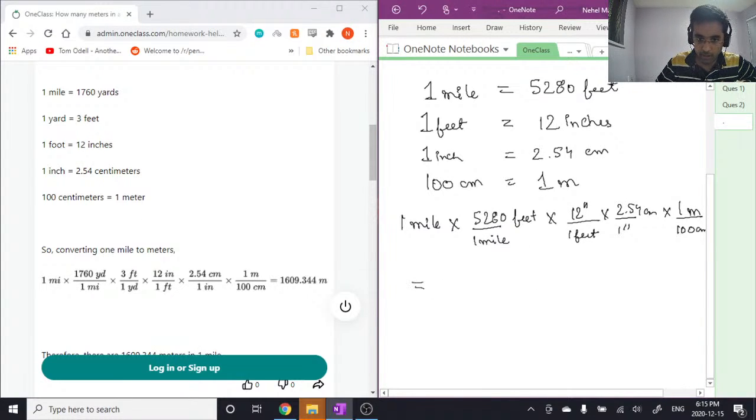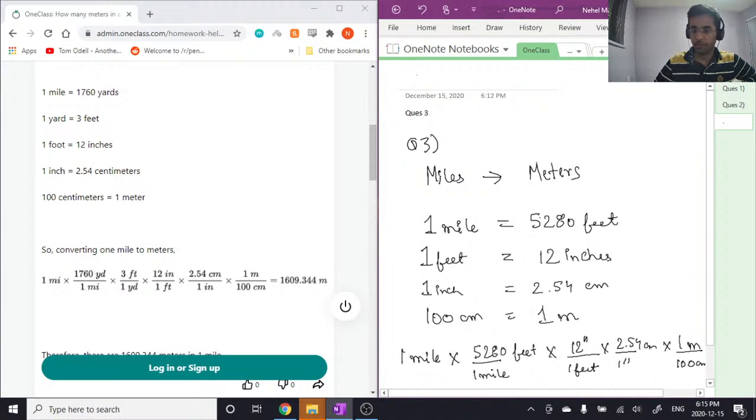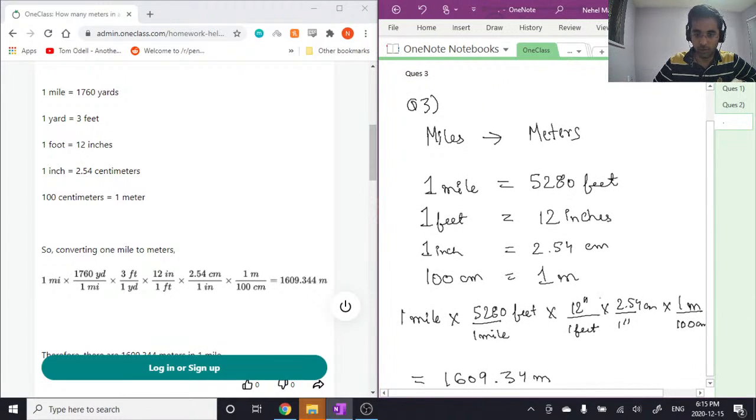So this equation solves down to be 1609.34 meters. So again, just a quick recap. For these conversion type questions, it's easier if you do it in this factorial form, where you try and go step by step from one unit to the other, all the way till you get to the final unit.